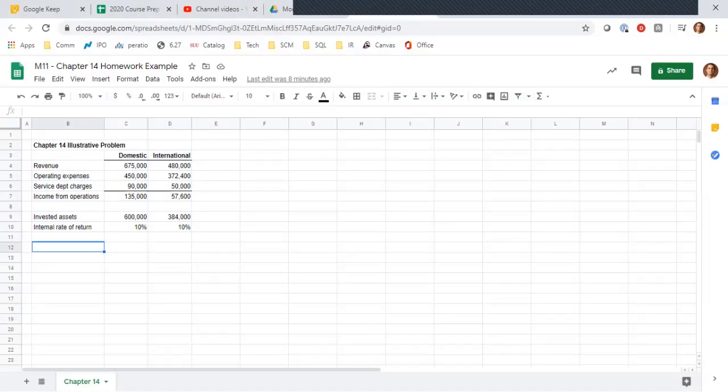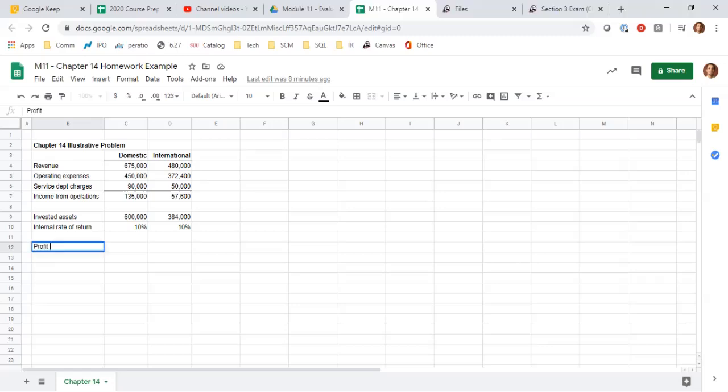Number two, using the DuPont formula, determine the profit margin, the investment turnover, and the rate of return on investment, or ROI. And then we can just do all these at the same time. So residual income is what we need from problem 3.